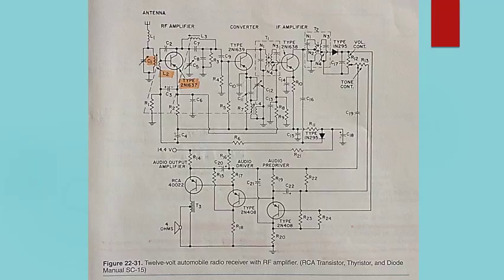The schematic for an RF amplifier is shown in figure 22-31. The tuning circuit is made up of C1 and L2, formed into a tank circuit. The tuned signal is fed into the secondary winding of L2. The amplifier is the 2N1637 transistor. Some less costly radio receivers do not have RF amplifier stages. High quality radio receivers will often have two or more RF amplifier stages.